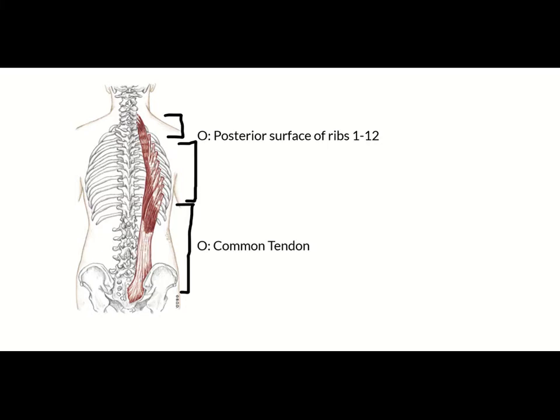The lumborum inserts onto the transverse processes of lumbar vertebrae 1 through 3 and the posterior surface of ribs 6 through 12. Thoracis inserts on the posterior surface of ribs 1 through 6, and cervicis inserts on the transverse processes of the lower cervicals, so C4 through 7.